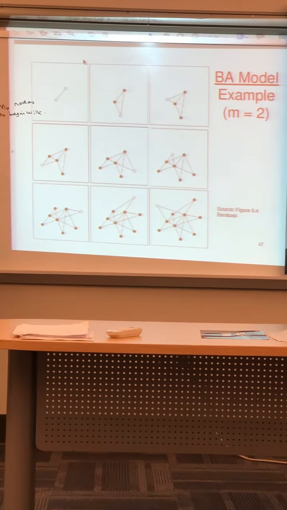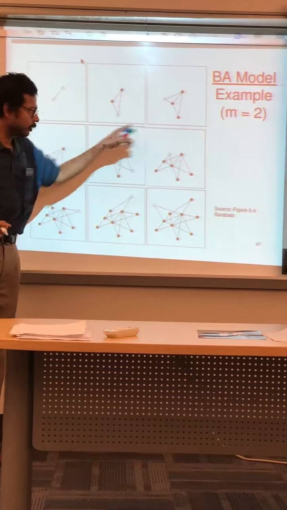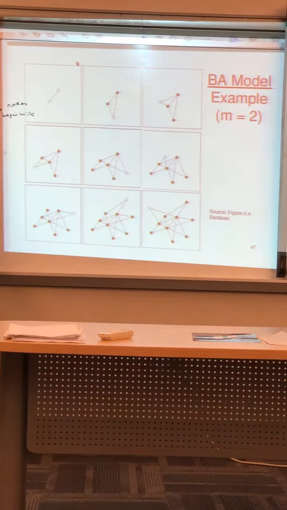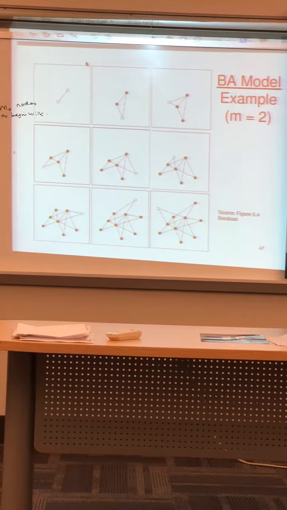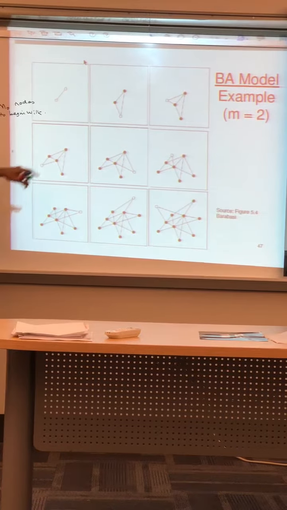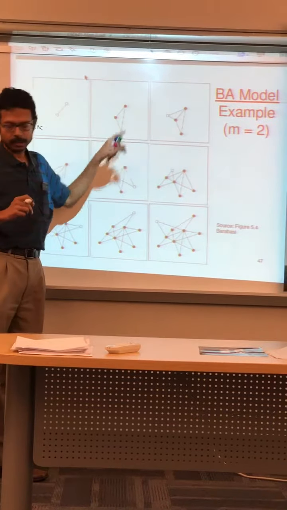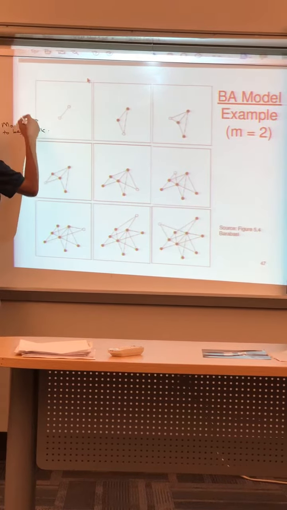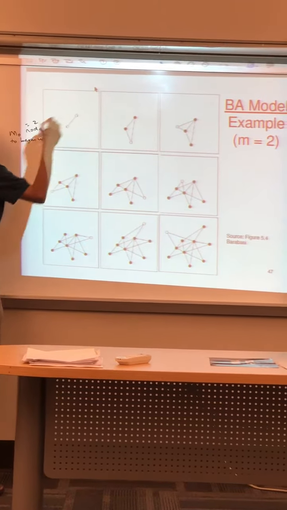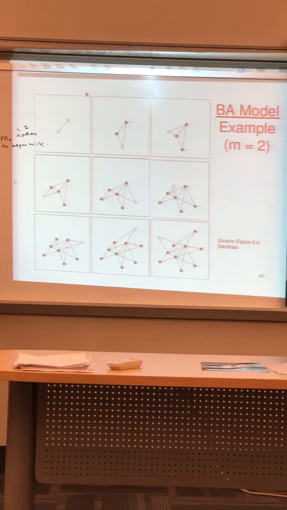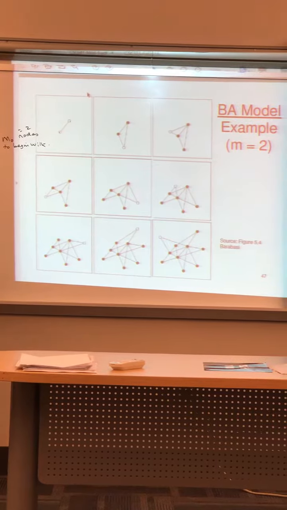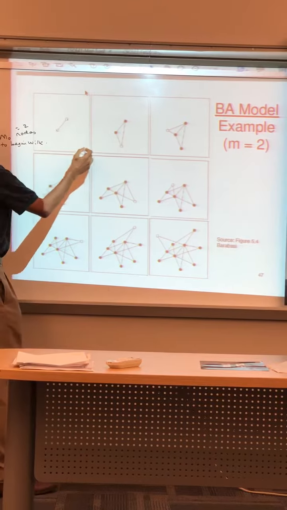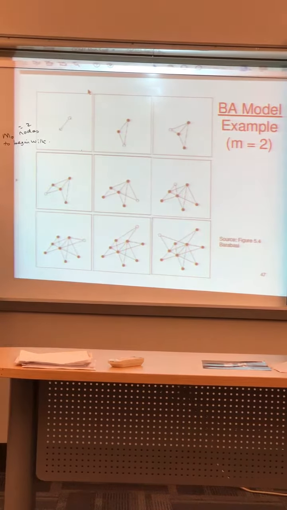Okay, then new nodes join the network, one at a time. So we look at each node joining at a particular instant. M0 is 2 in this case because you have 2 nodes initially, and you have an edge between them. Now, after that, the joining process starts.